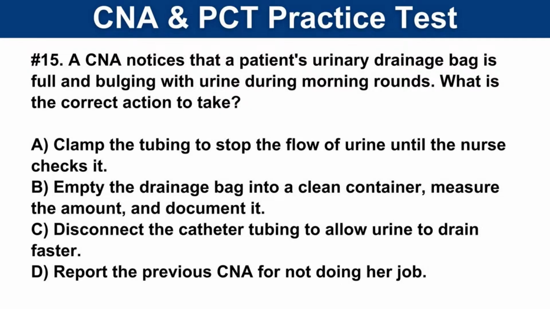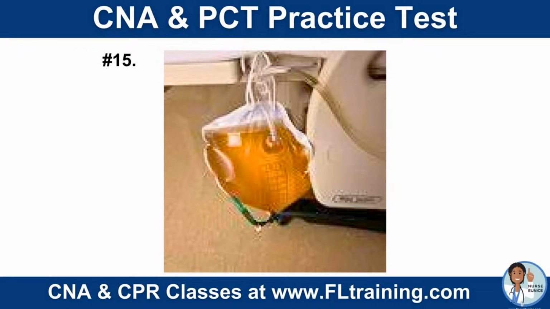A, clamp the tubing to stop the flow of urine until the nurse checks it. B, empty the drainage bag into a clean container, measure the amount and document it. C, disconnect the catheter tubing to allow the urine to drain faster. Or D, report the previous CNA for not doing her job. All right, what do you think the correct response is? You are making rounds and you see this. What do you do?